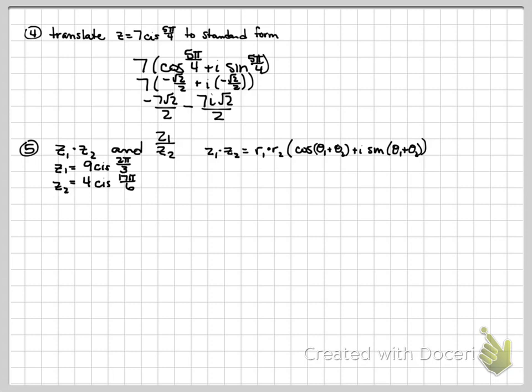So filling in my blanks. R1 is the 9. R2 is 4. Cosine of theta 1 is 2 pi over 3 plus 17 pi over 3. Or excuse me, 17 pi over 6. I looked at that wrong. And it's the same for the sine.